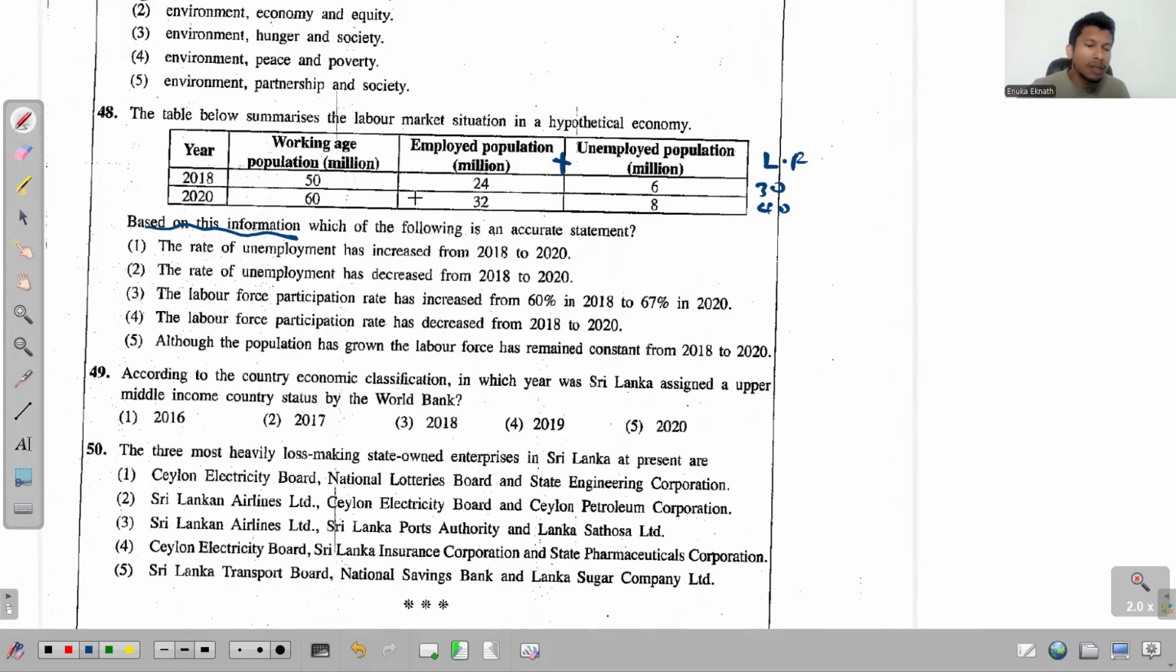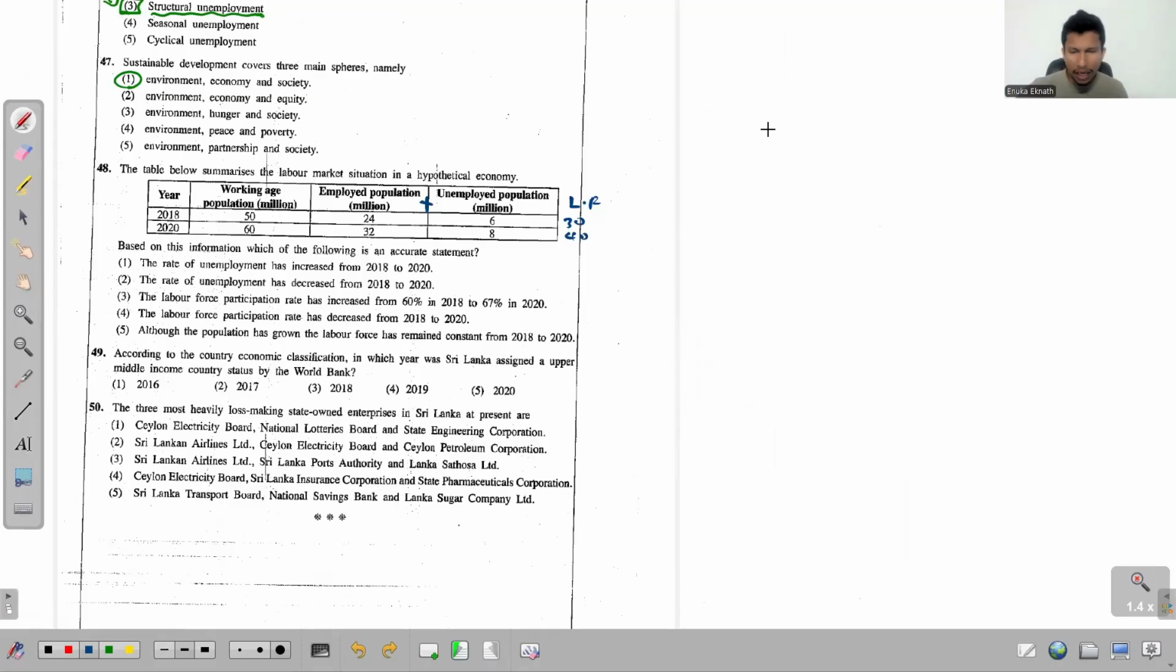Based on this information, which of the following is an accurate statement? The rate of unemployment has increased from 2018 to 2020. Okay, so let me check that. We have 2018, also we have 2020. So how do we calculate this unemployment rate? That is the unemployed population over the labor force multiplied by 100.